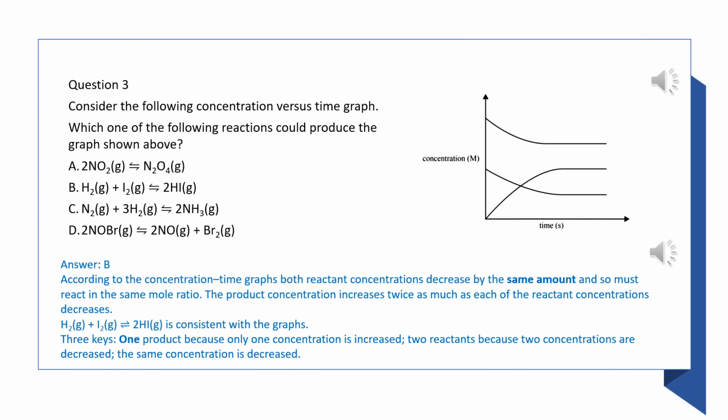This question is related to chemical reaction equilibrium, testing students' ability to interpret graphs. In the graph on the right, we see that two decreasing lines indicate two reactants and one increasing line indicates one product. Therefore, options A and D are automatically ruled out. The remaining options are B and C. The ratio of the two decreasing lines is the same, and the increasing line is twice the magnitude of the decreasing lines. Therefore, B is the correct answer.